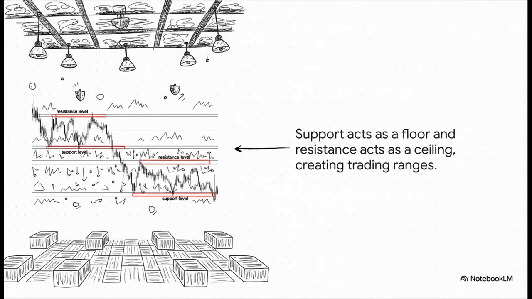It's the ceiling, and check this out. Here's what it looks like in the real world. You can literally see the price bouncing between these two levels. It's contained by that floor of buyers down at support and capped by that ceiling of sellers up at resistance. This creates a really predictable channel, or what traders call a range.